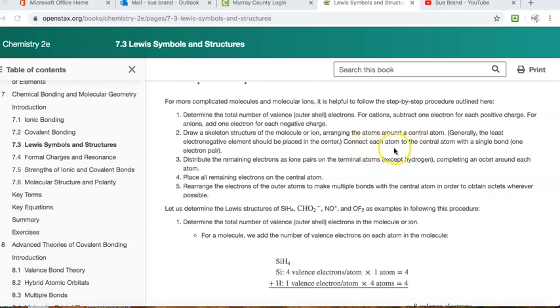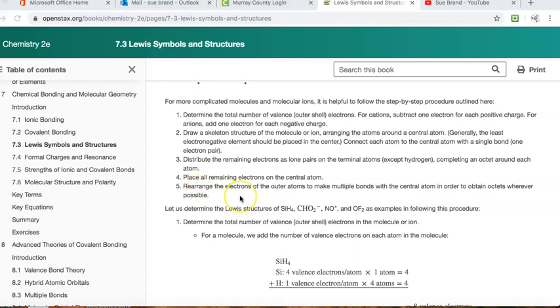You connect each atom to the central atom with a single bond, an electron pair, and distribute the remaining electrons as lone pairs on the terminal atoms, except for hydrogen, of course, because once it has a single covalent bond, hydrogen has its s subshell filled. Okay, and then complete an octet around each atom after that. Your terminal atoms, of course, have to have an octet. You're going to want to put lone pairs on your terminal atoms first, and then if you have any extra, they would go on the central atom.